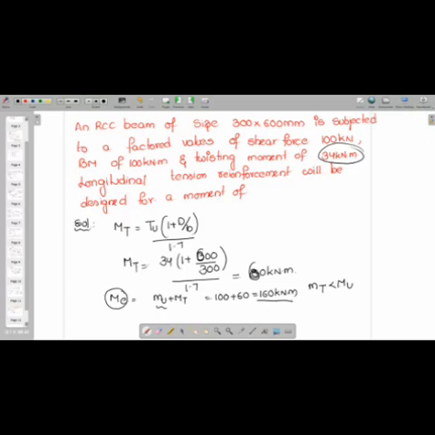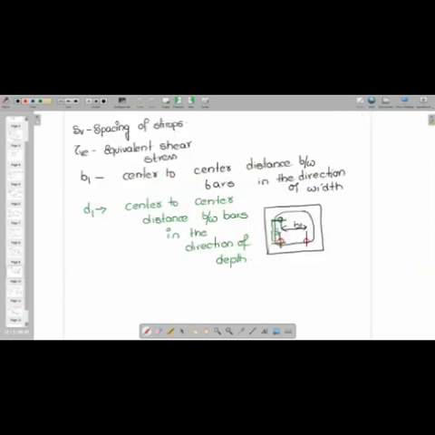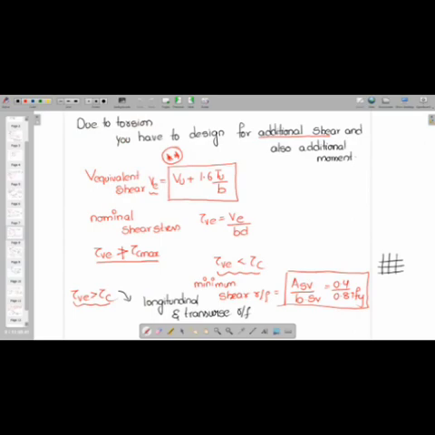Sir, it's 160. Very good, Tanveer, Vishal Ban, 160, not 60. Moment due to torsion is 60. I agreed completely. But longitudinal tension reinforcement, sir, see, when I tell you one statement: due to torsion, you will be designed for additional shear and additional moment. That means you always design for equivalent moment.